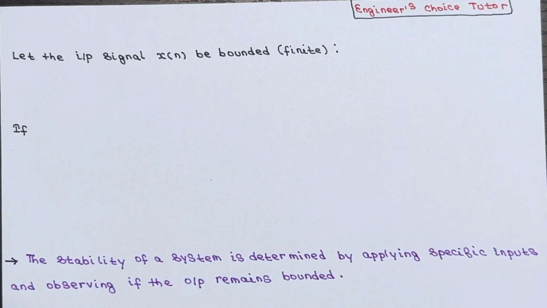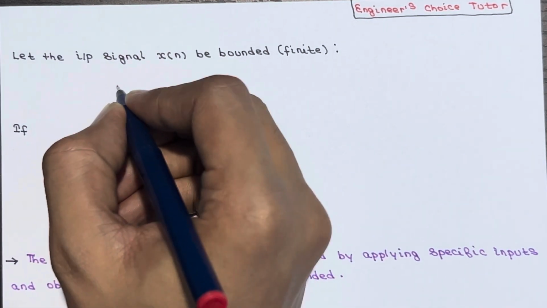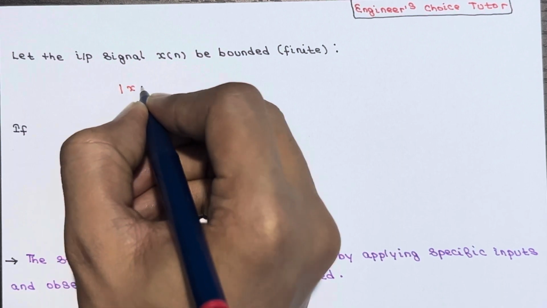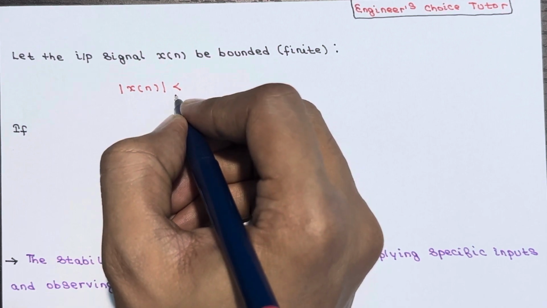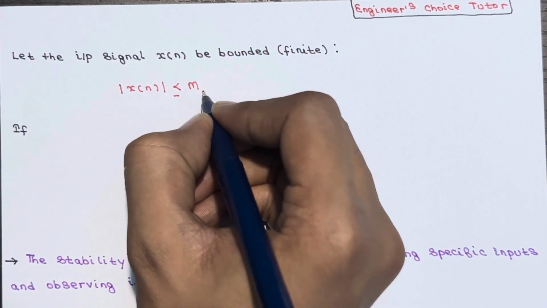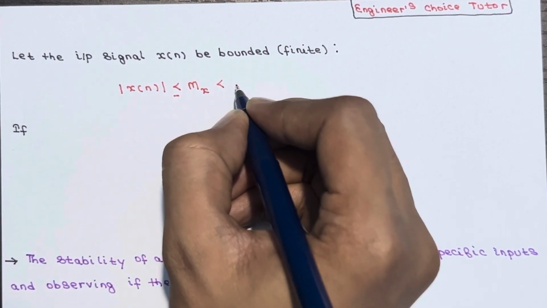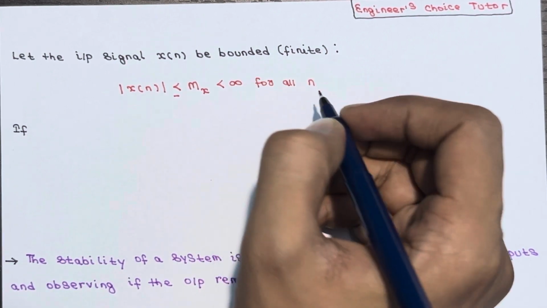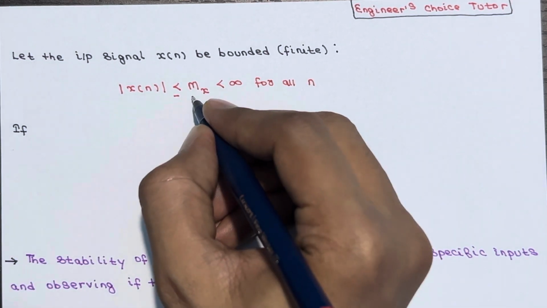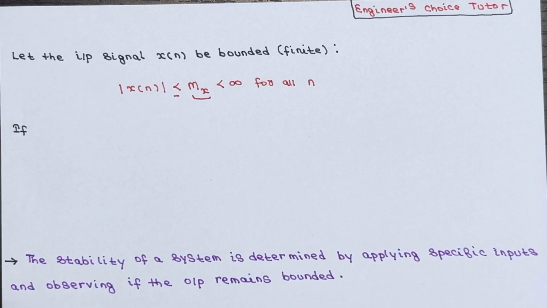Fine. Now let's move further and understand a few more things. Let the input signal x of n be bounded, meaning finite. So if the input signal x of n is bounded, it means mod x of n is smaller than or equal to Mx, and this Mx is smaller than infinity for all n, where this Mx is basically a positive real number.